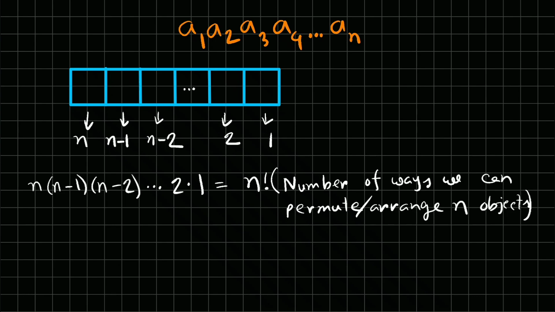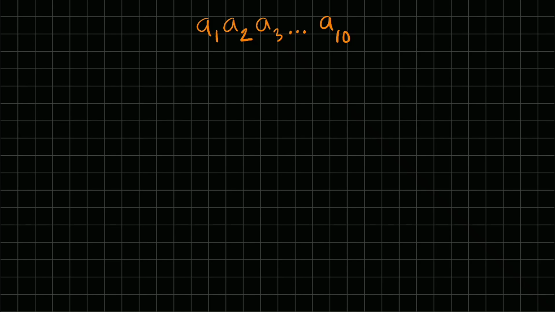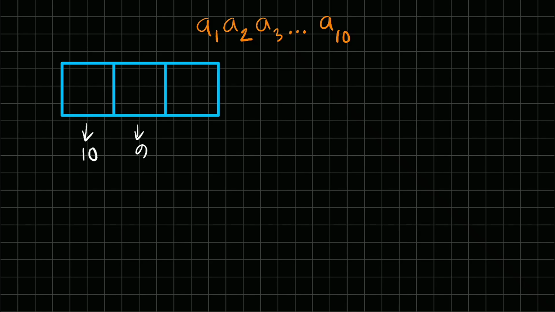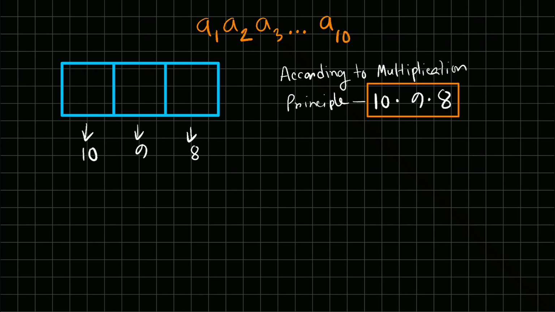Using this factorial notation, we can write 3 factorial equals 6 and 2 factorial equals 2, as we have seen earlier. Now, let's have a look at a slightly trickier case. Let's say we have 10 different objects. Instead of rearranging all those 10 objects between each other, we are going to randomly choose 3 objects and rearrange them between each other. According to the multiplication principle, we can do it in 10 times 9 times 8 different ways, where we can fill the first slot in 10 different ways, second slot in 9 different ways, and third slot in 8 different ways.